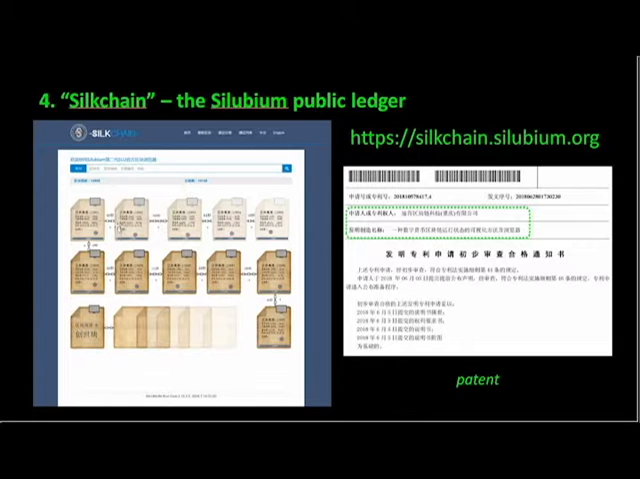Some new technical information has now been added to each block display. However, this will probably not be of much interest to ordinary users or speculators. You can take a look at that by simply going to the Silubium public ledger Silk chain at this address: https://silkchain.silubium.org.